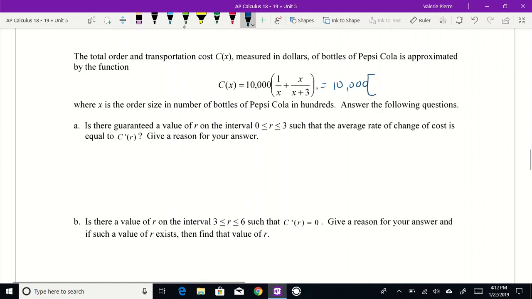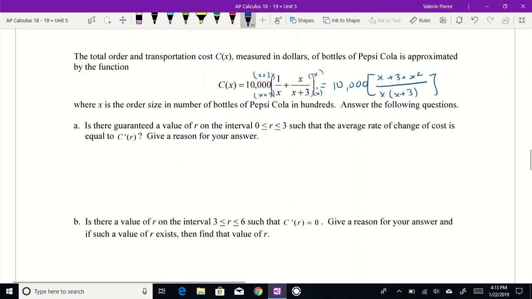times, right? To get a common denominator here, multiply that first fraction by x plus 3, and multiply the second fraction just by x. So we get x plus 3 plus x squared over x times x plus 3.